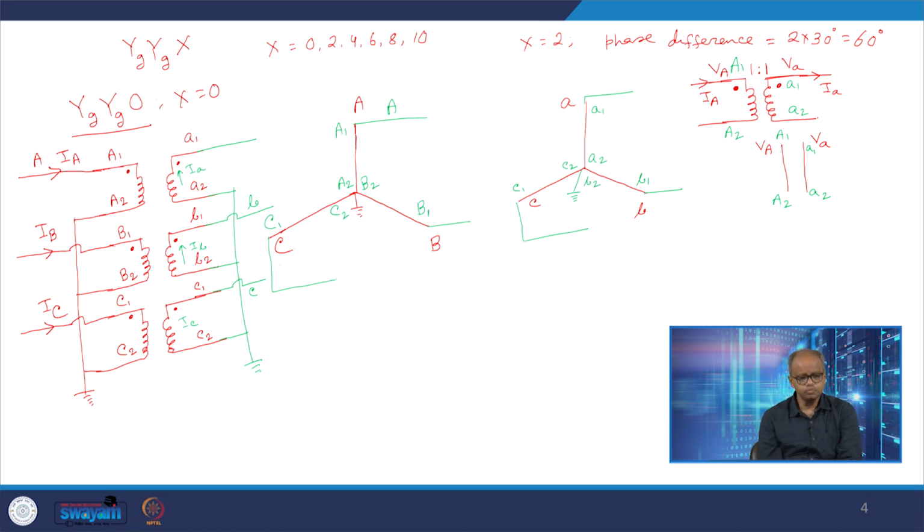So, for a YgYg0 transformer, this is the vector diagram and the corresponding connection diagram. With this we will now proceed to find out the admittance matrix, and that we will continue in the next lecture. Thank you.